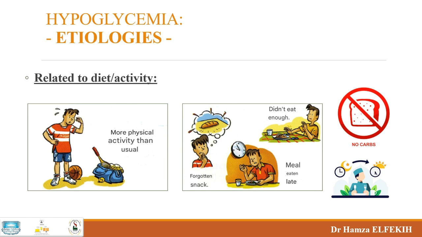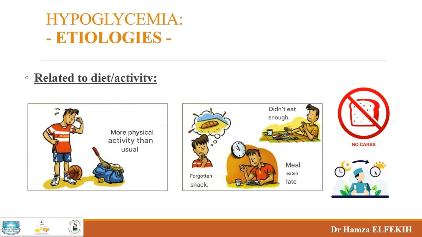For the etiologies, there are multiple etiologies. We'll start with those related to diet or activity. For physical activity, if it is unusual and long in duration, and the patient doesn't take snacks, for example, and doesn't adjust the dose of insulin or sulfonylurea, the patient would have hypoglycemia. For the diet, the patient might not eat his meal, or he might inject insulin and delay the meal. In this case, he might have hypoglycemia.